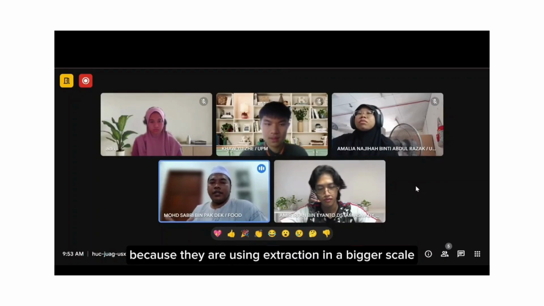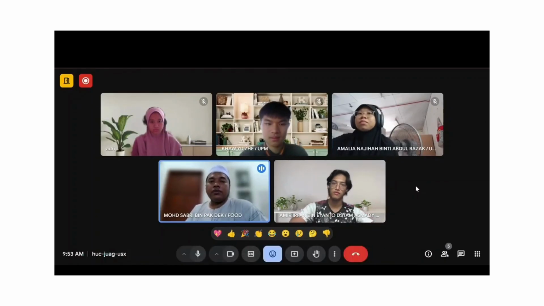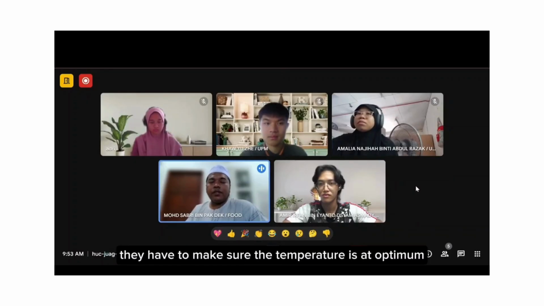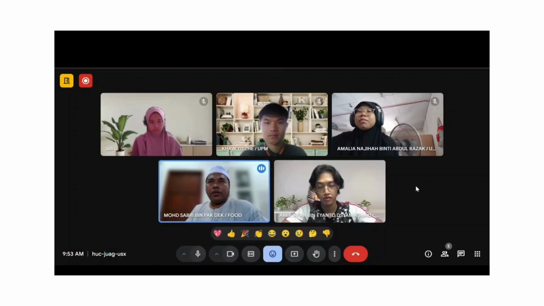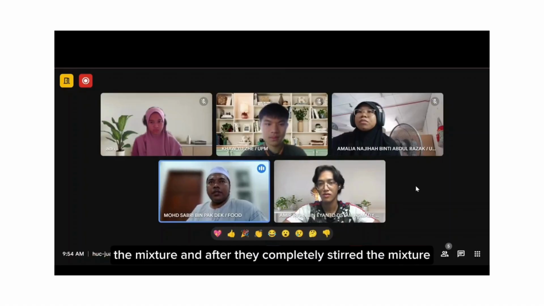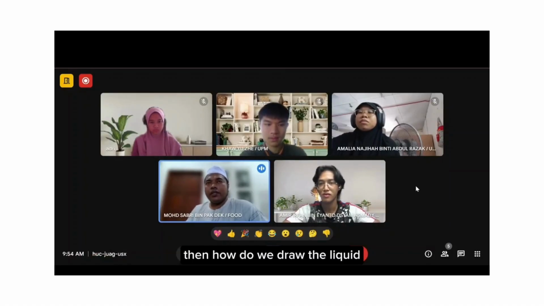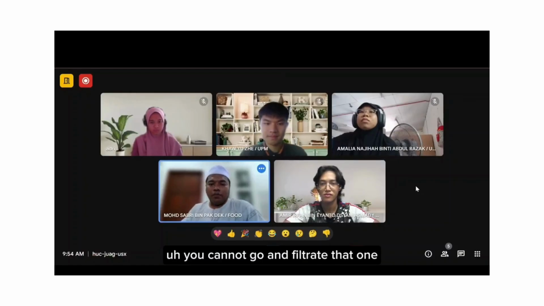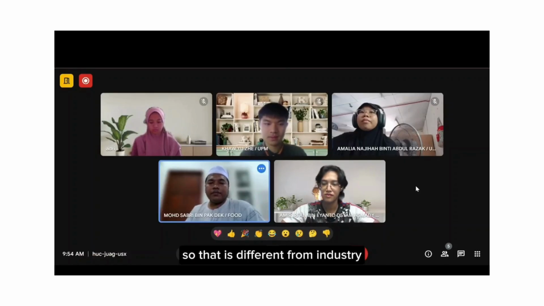But in industry, because they are extracting on a bigger scale, they have to control the temperature. For example, they have to make sure the temperature is at the optimum, around 50 degrees Celsius. And then they have to ensure the mixture is continuously stirred. After they completely stir the mixture, how do they draw the liquid fraction? It's just by opening the valve. They don't have to filter, right? It's like a big vessel. You cannot go and filter that one. You just open the valve to collect the liquid fractions. So that is different from industry.